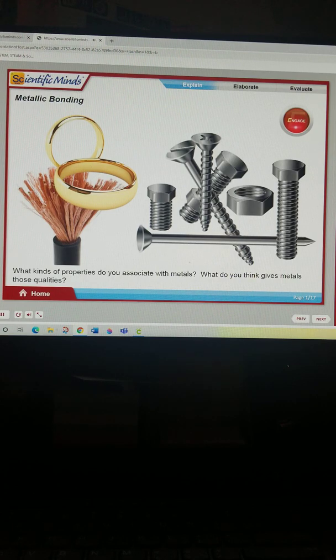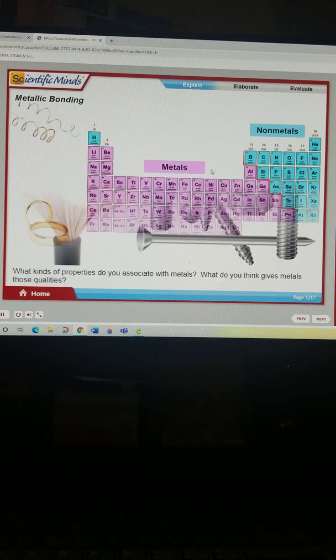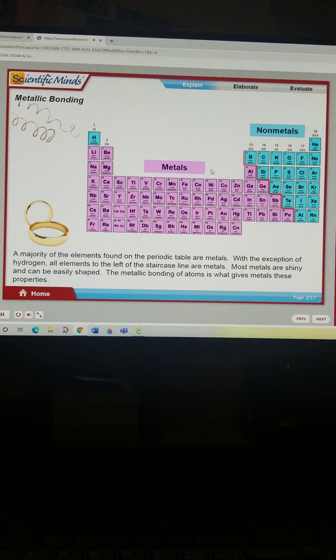What kinds of properties do you associate with metals? What do you think gives metals those qualities? A majority of the elements found on the periodic table are metals. With the exception of hydrogen, all elements to the left of the staircase line are metals. Most metals are shiny and can be easily shaped. The metallic bonding of atoms is what gives metals these properties.